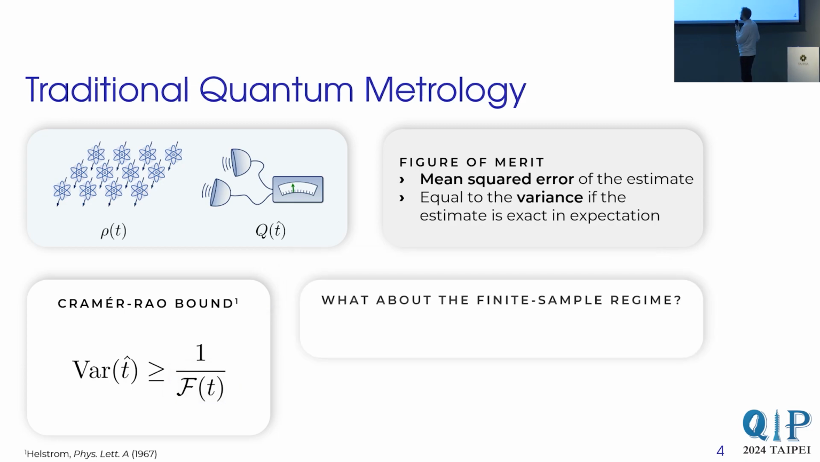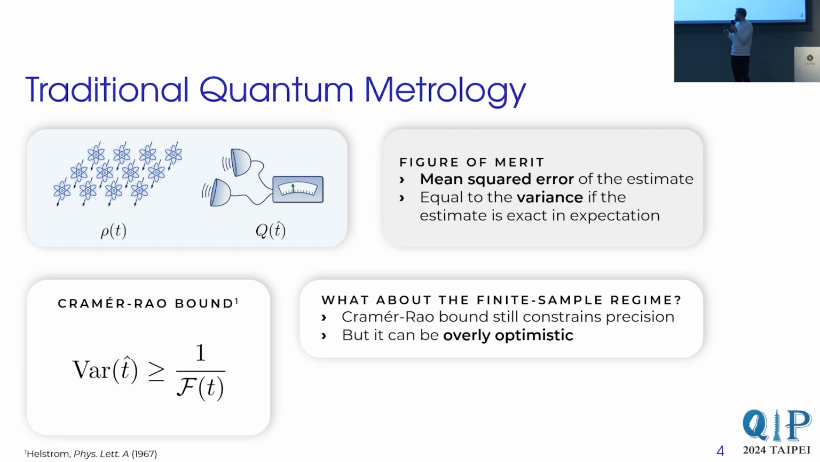Okay, so what about this finite sample regime that I told you about? Obviously this Cramér-Rao bound still constrains the precision even if I only have few copies available. It is a necessary condition to have large Fisher information, but it can also be overly optimistic.